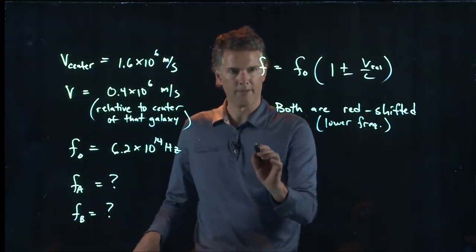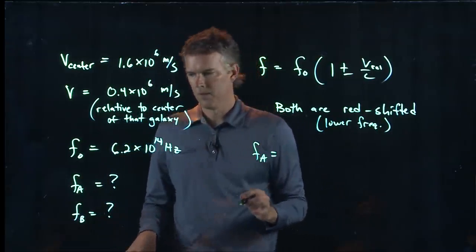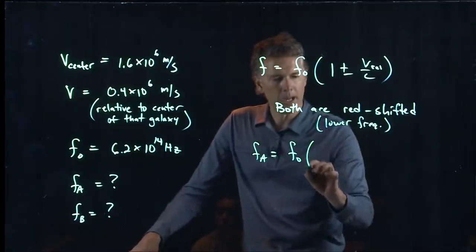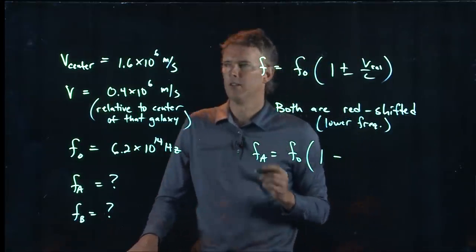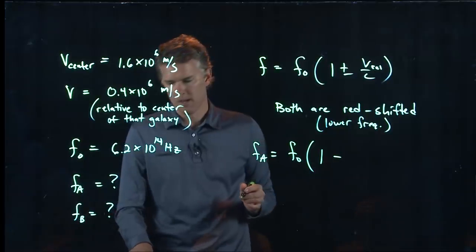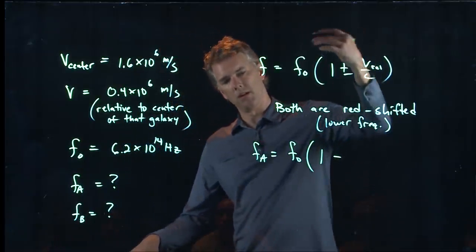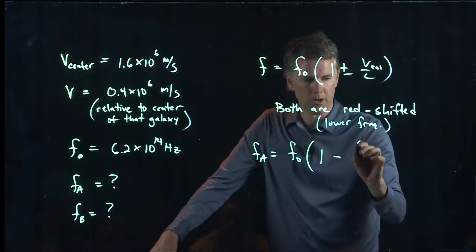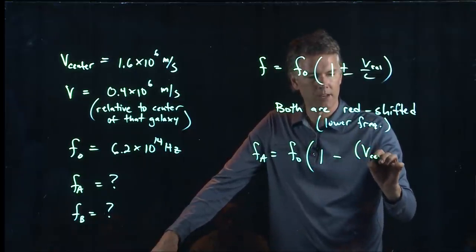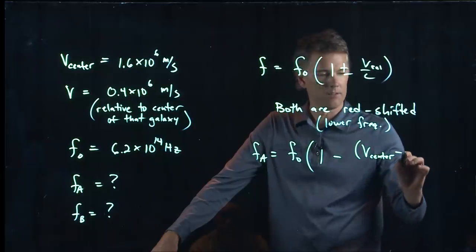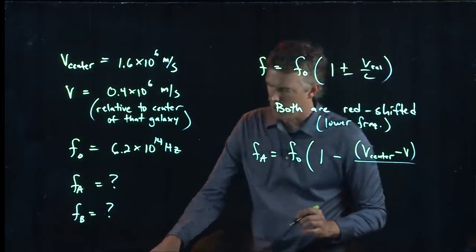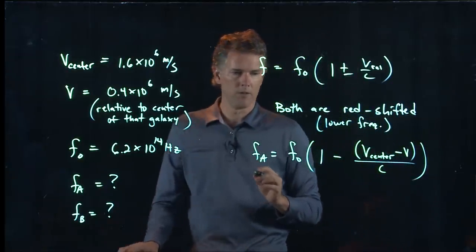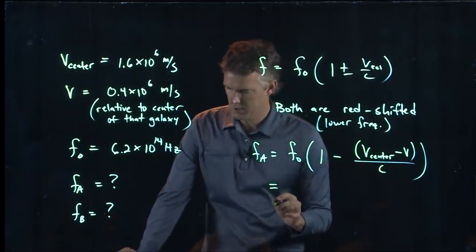Okay, so what is fA going to be? It is the natural frequency, f0, and then we have 1 minus v relative. But remember, the A side was coming towards us as the galaxy was moving away from us. And so we, in fact, need to put up here v center minus v all over c. Okay, and now we have all those numbers, and so we can punch them in and try it out.